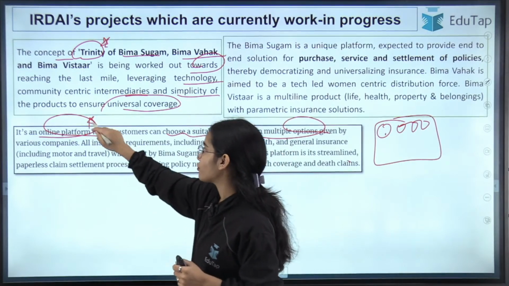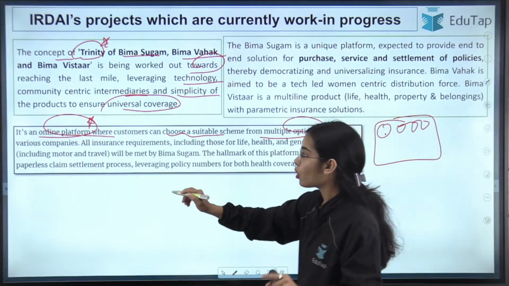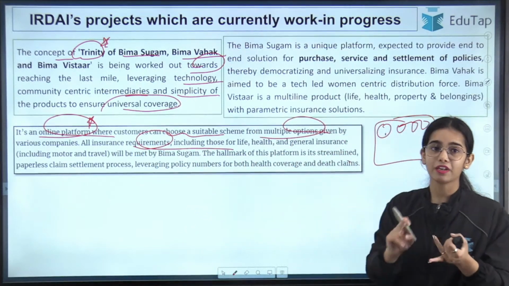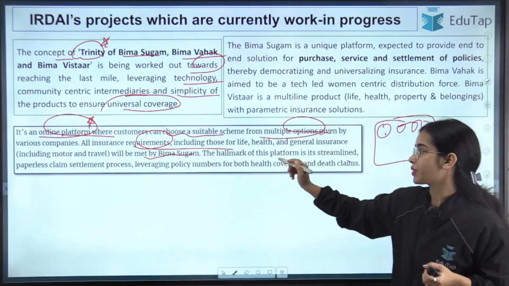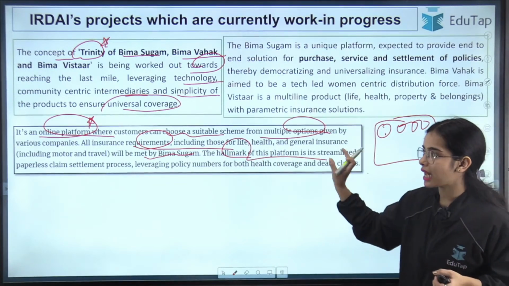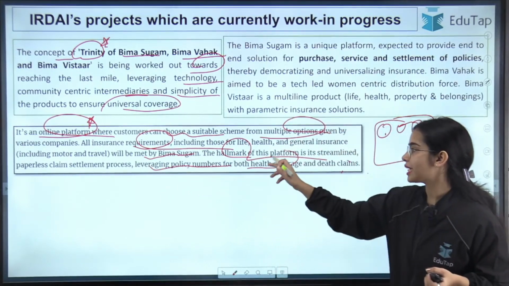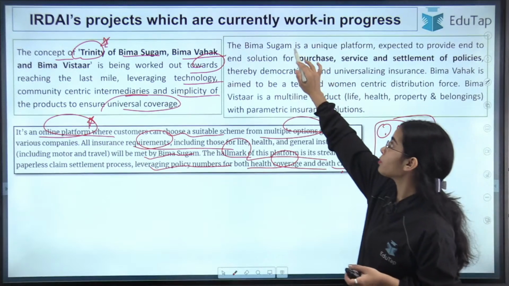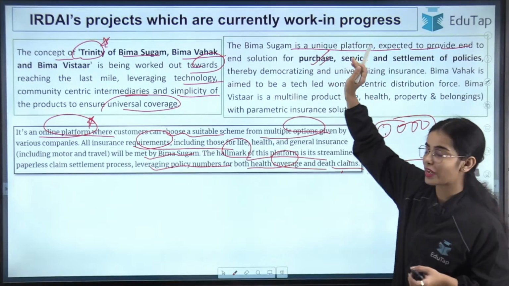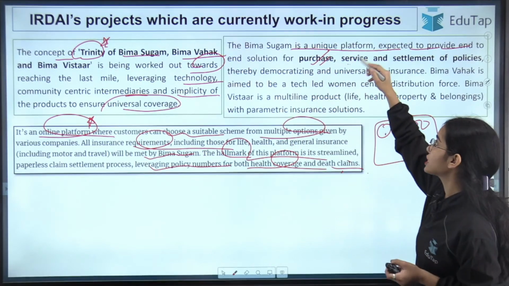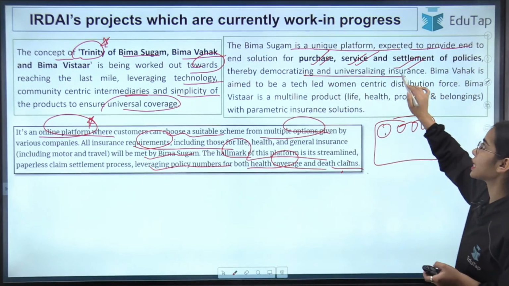So this is an online platform where customers can choose a suitable scheme from multiple options given by various companies. All insurance requirements, including life, health, motor, general insurance that you want to take, will be met by Bima Sugam. The hallmark of this platform is its streamlined, paperless claim settlement process, as well as leveraging policy numbers for both health coverage and death claims. So simply, Bima Sugam is a unique platform expected to provide an end-to-end solution for the purchase of any insurance product, for service, and for the settlement of the policies also, thereby democratizing and universalizing insurance.